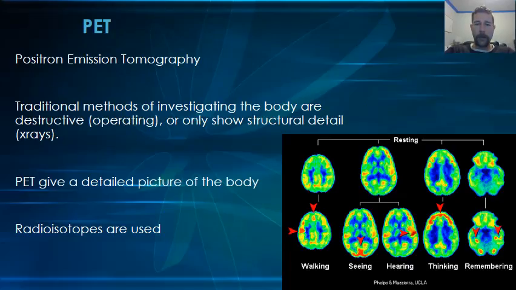So now we'll talk about positron emission tomography, which is the application component of this chapter. So traditional methods of investigating the body are destructive, meaning you have to cut someone open to have a look inside, or they only show structural detail, such as X-rays. So what PET does is give a detailed picture of the body. To do this, radioisotopes are used.